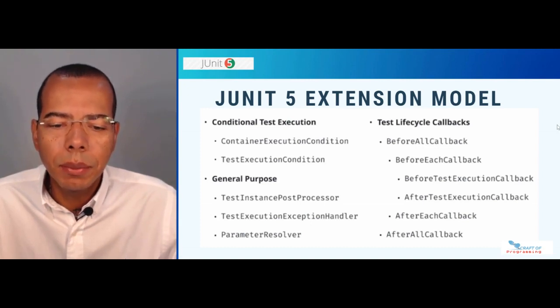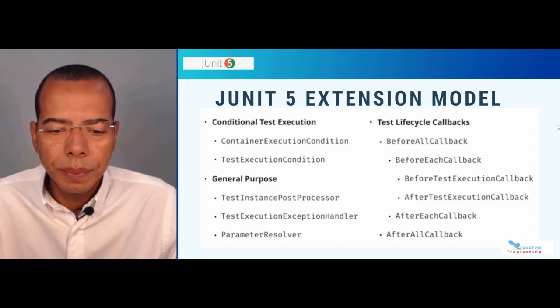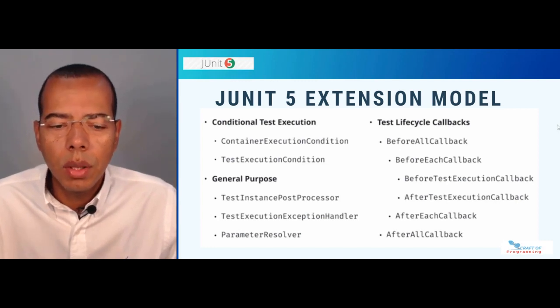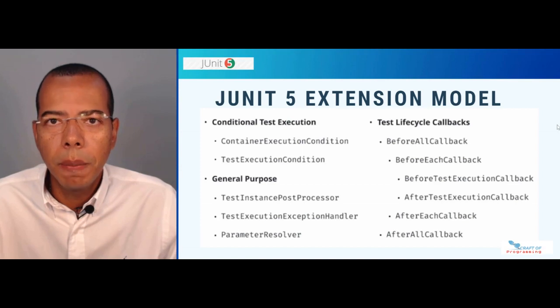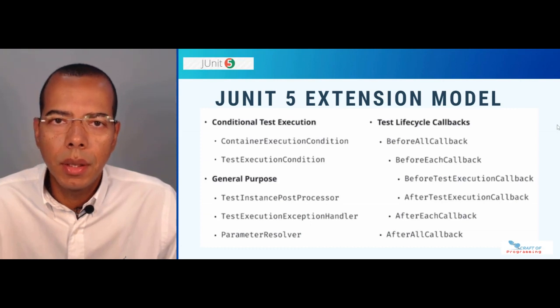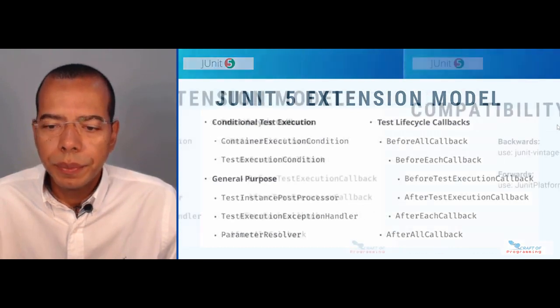The general purpose test instance post processor is the behavior or callback that is called after a specific instance of a class runs. Test execution exception handler is basically a callback or handler for exceptions that are thrown by any test. And parameter resolver, as the name implies, is a mechanism for you to customize the parameters that you can inject onto a JUnit 5 test method. And the test lifecycle callbacks, as you can see, are basically tied to the main lifecycle of JUnit 5, which we're going to cover.